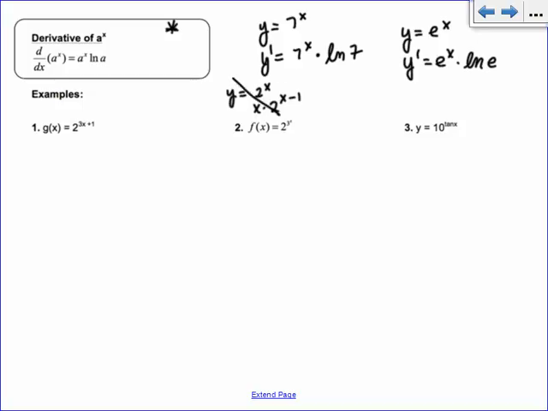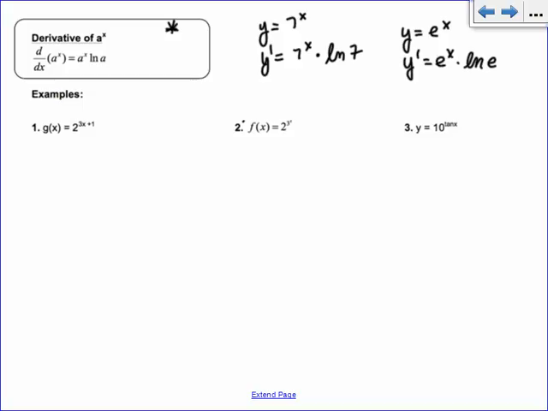Like, that is not true. I can't just pull the power to the front and subtract 1. What's different about when we did the power rule? When we did the power rule, our base was always what? Our base was always x. Does that make sense? It's not an x, it's a number this time. That is what's different. Okay, so always recognize that.